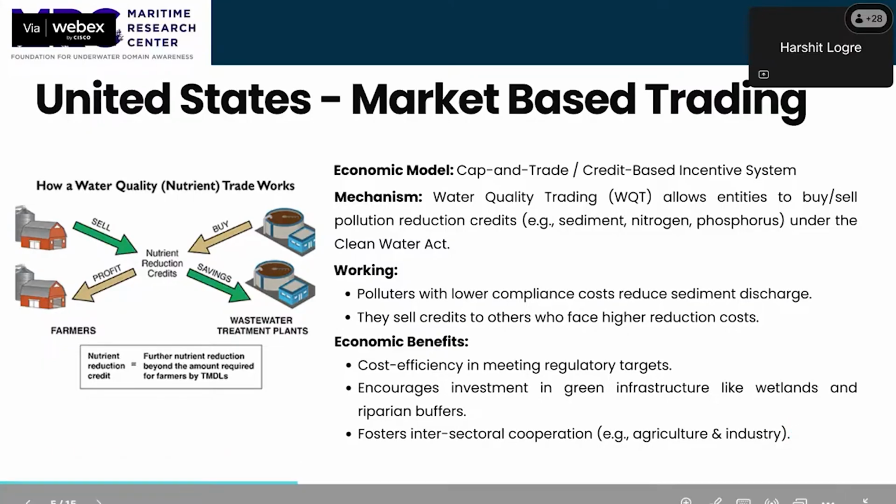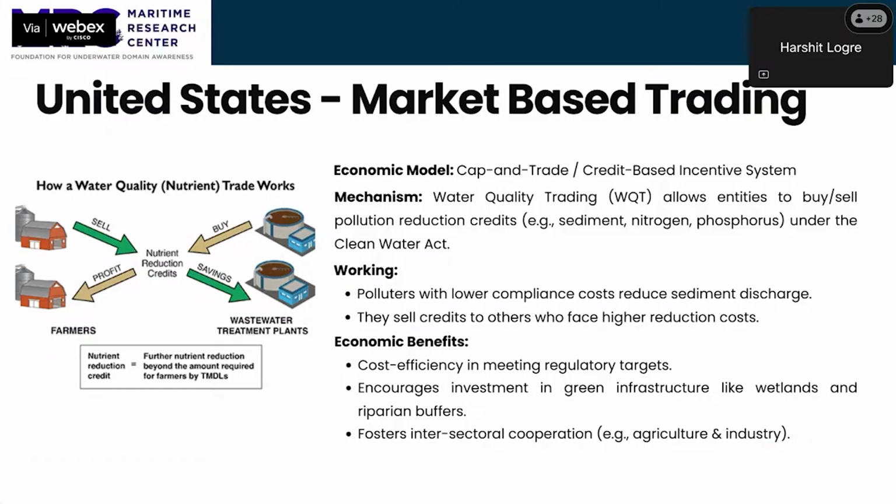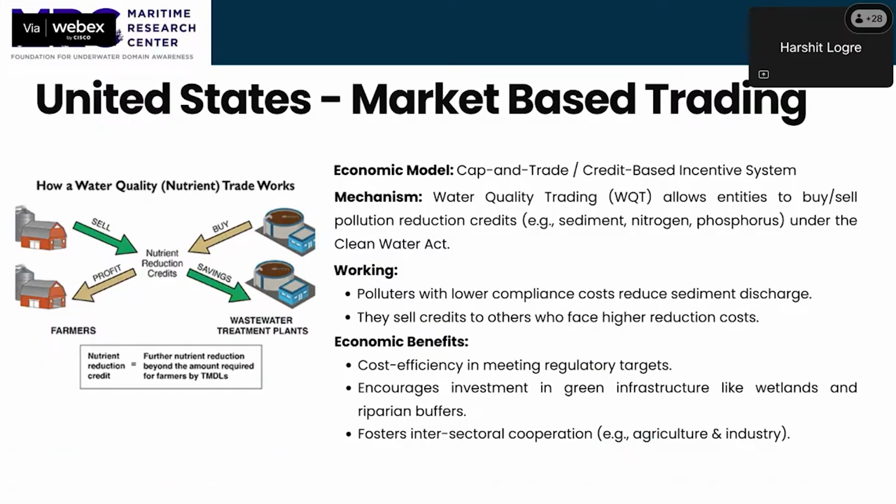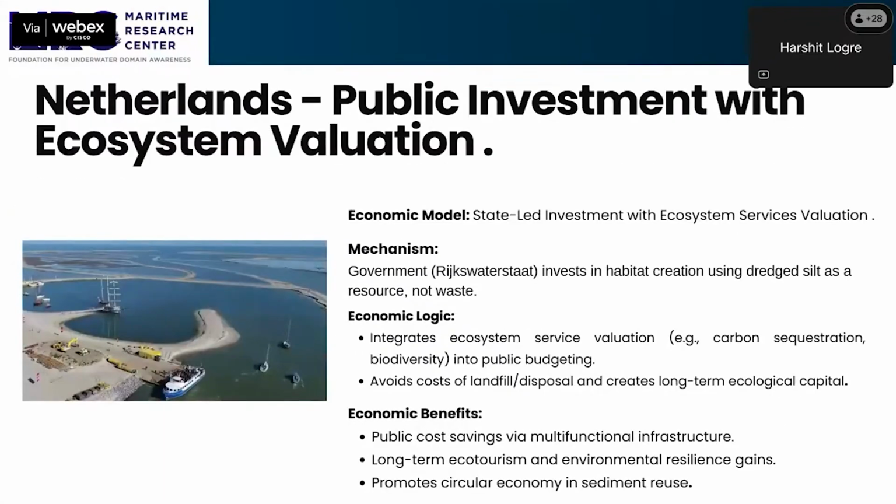So the economic benefit it has is cost efficiency in meeting regulatory targets, and it encourages investment in green infrastructure like wetlands and riparian buffers. And it fosters intersectoral cooperation like agriculture and industries.